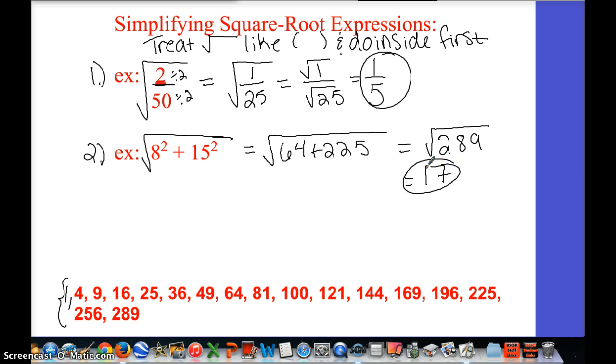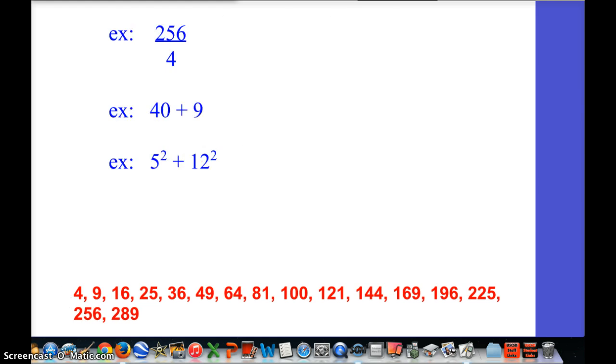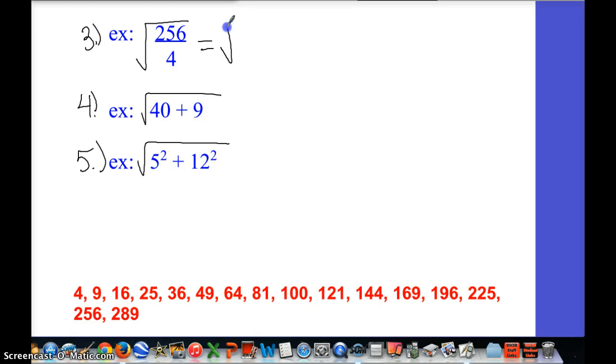So now let's do a couple more. So this is 3, 4, and 5. So again, treat it like parentheses and do inside first. Let's see if 256 is divisible by 4. So 256 divided by 4, plug it in your calculator, you get 64. So it's the square root of 64, which we know is just 8.